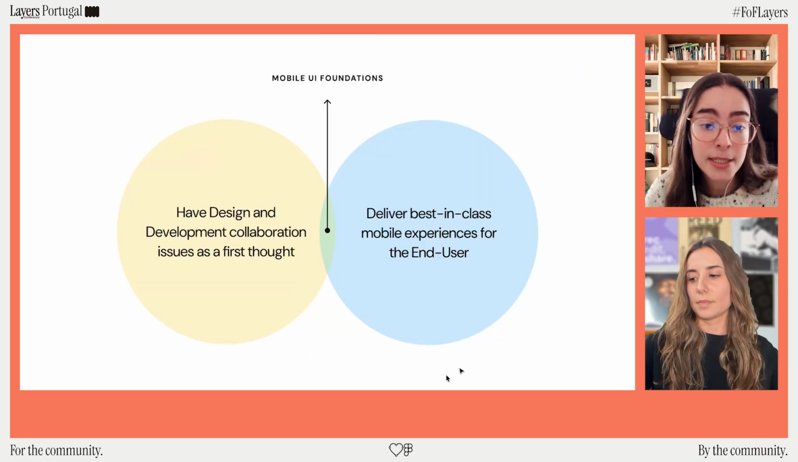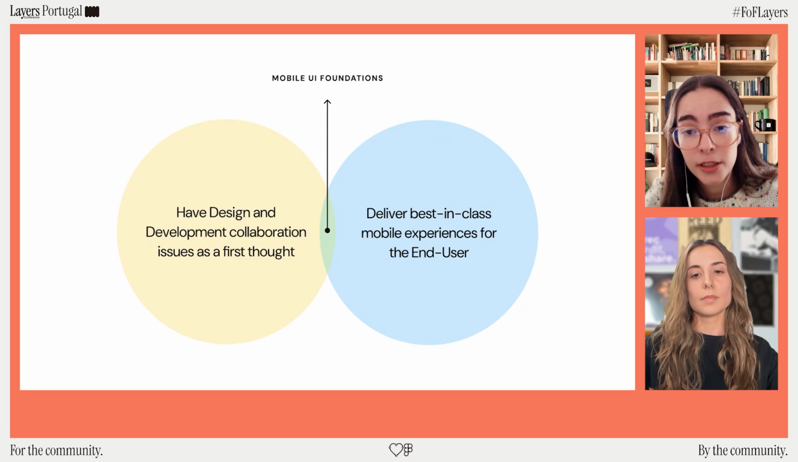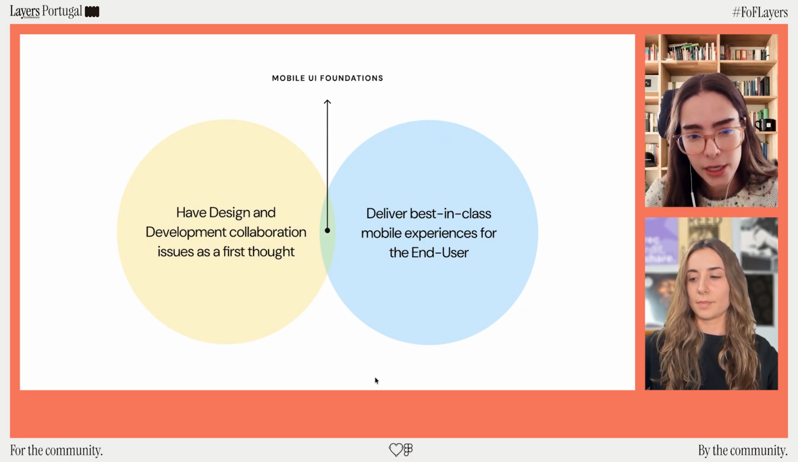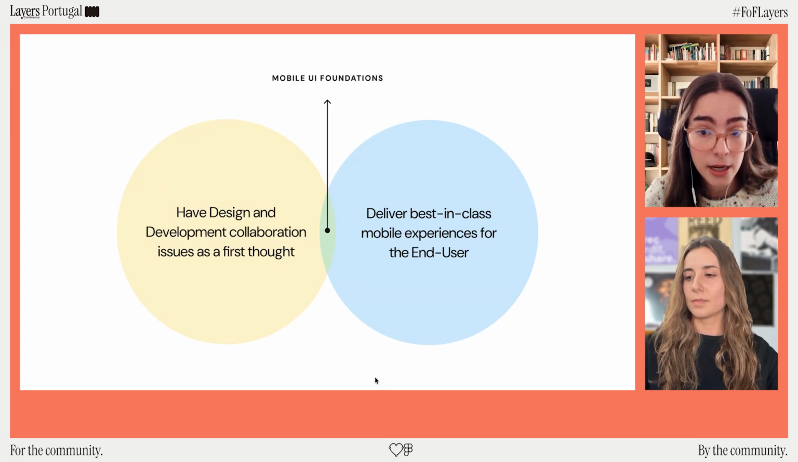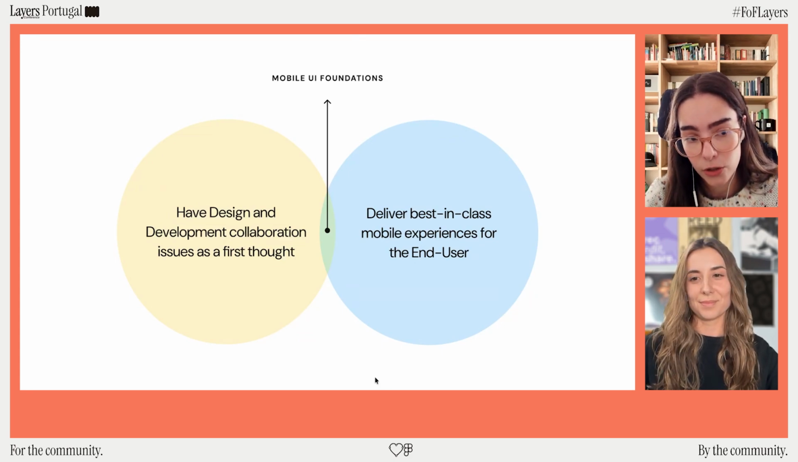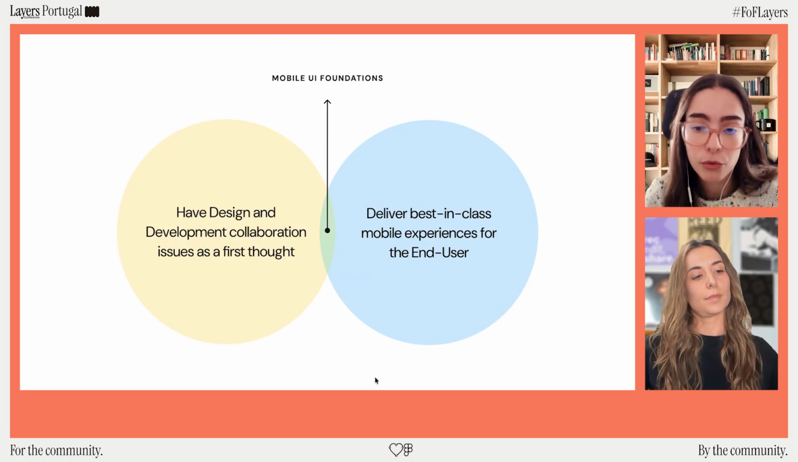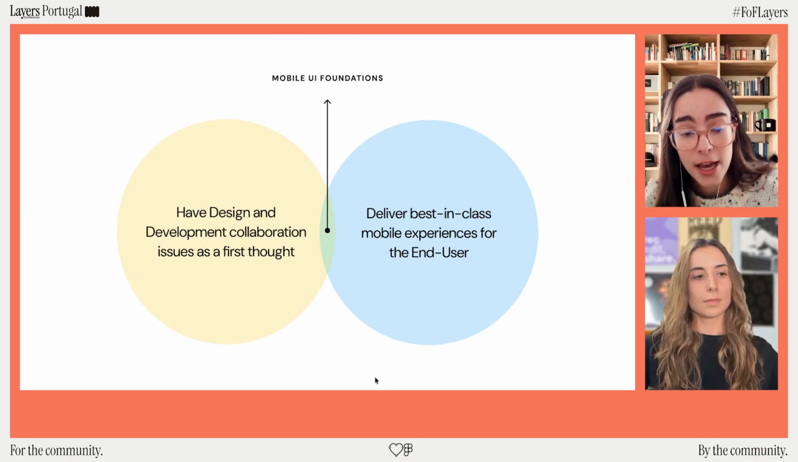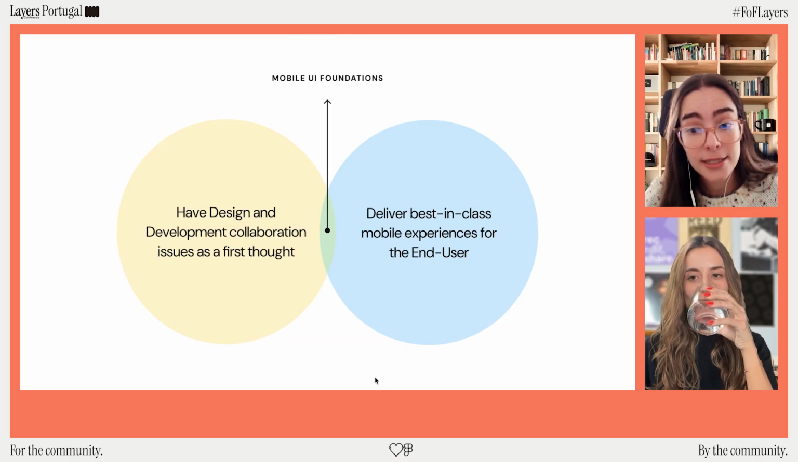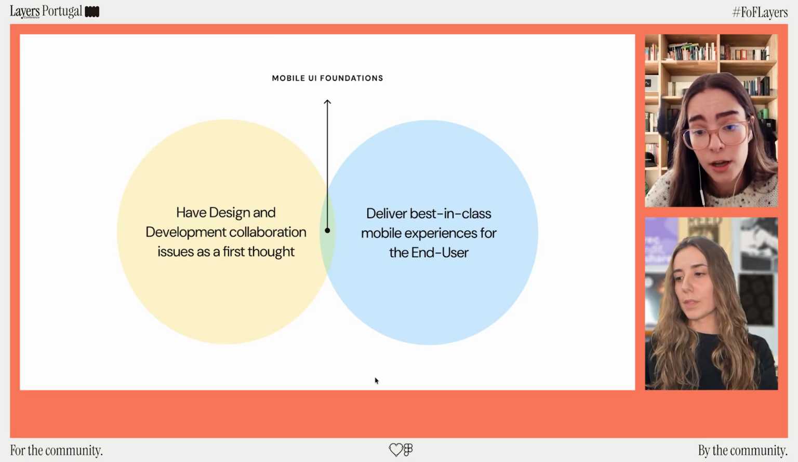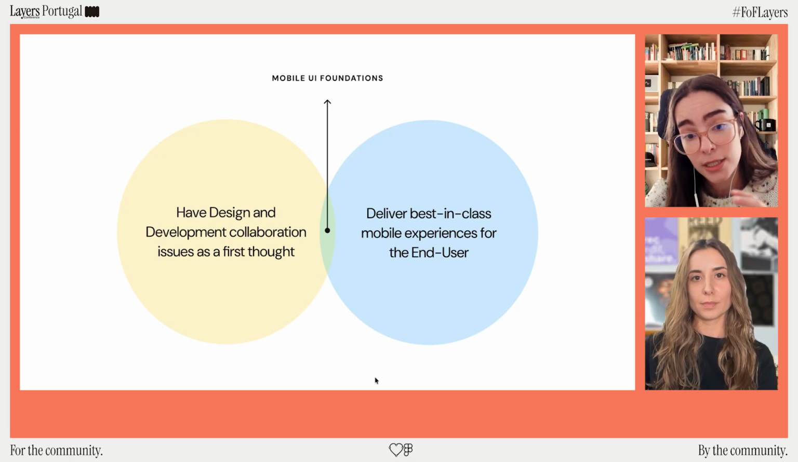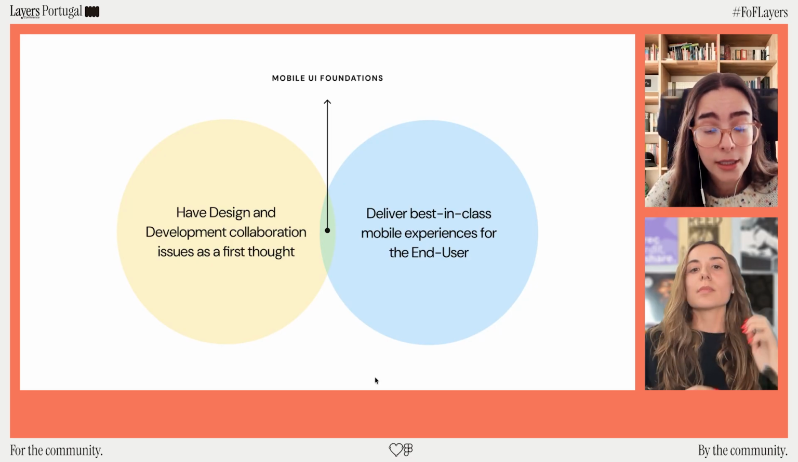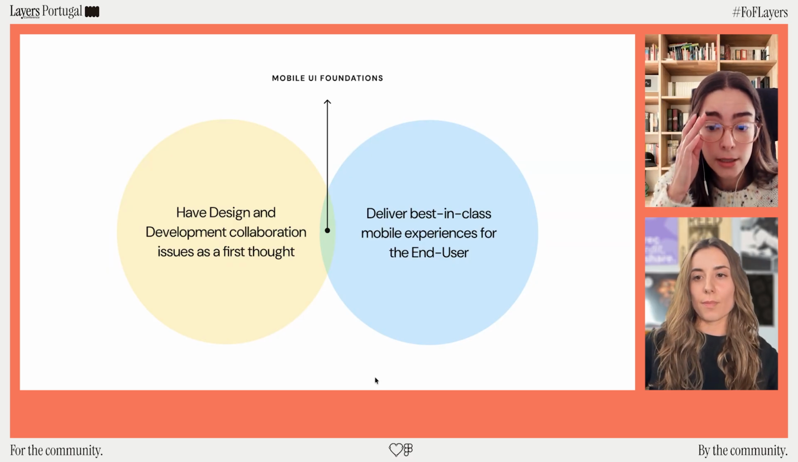So this means that Mobile UI, the framework that we are building, needed to be the intersection of two critical goals. As a first thought, we needed to tackle the design and development collaboration issues that we found. So the left yellow circle. Because if we didn't, our final product wouldn't fully address the needs of our users. And then, of course, we also needed to deliver best-in-class mobile experiences for the end user. That's also one of the main goals of this project. So it was not enough only to address the second one, the blue circle. Mobile UI needed to solve both these problems simultaneously.